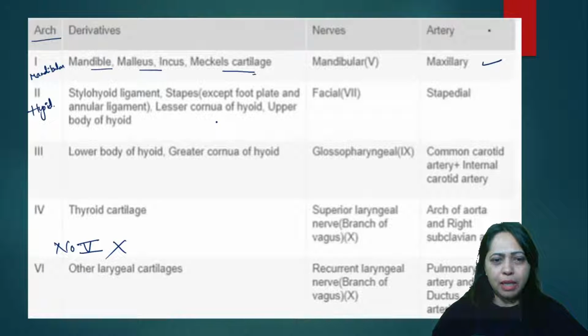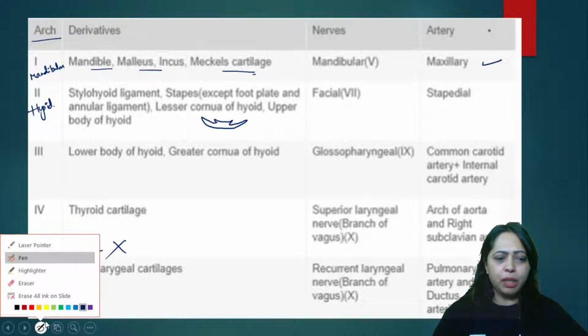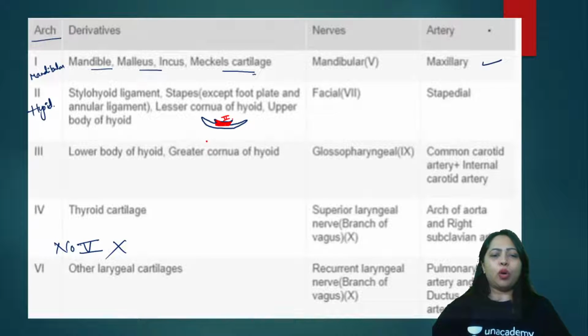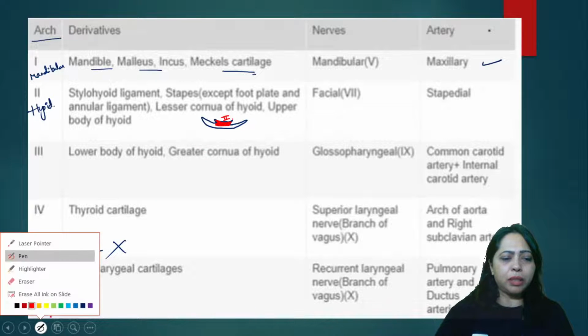So you can say that the hyoid bone, if this is the hyoid bone, you have just this portion. I'm just going to use a different color and show you. That is what is derived from the second part. That is the lesser cornu of the hyoid bone and also the upper portion of the body. This is from the second arch. All right. So the lower portion, that is from the third arch.